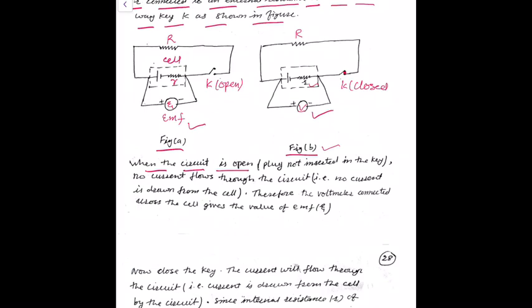When the circuit is open as shown in the figure A, plug not inserted in the key, no current flows through the circuit, that is, no current is drawn from the cell. Therefore, the voltmeter connected across the cell gives the value of EMF E.